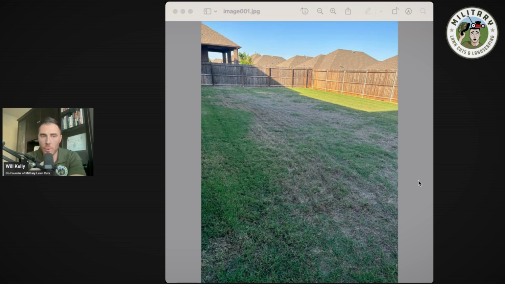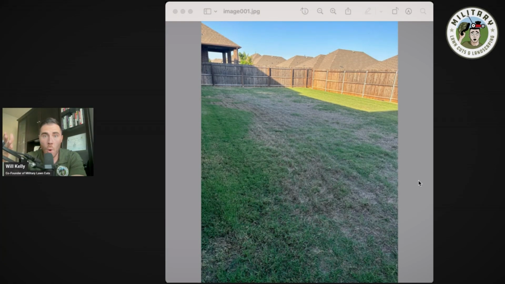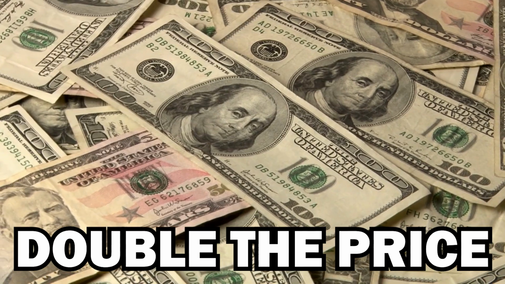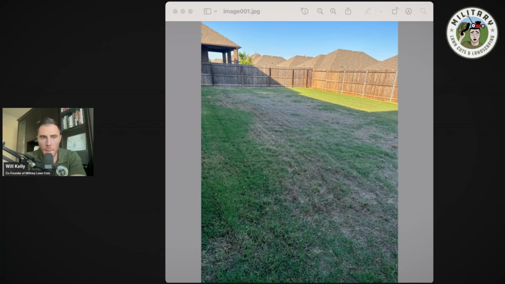Now for our program, this is an upsell because, again, we didn't cause the disease. They did by not watering. So we charge double the price for a regular lawn treatment to do a fungicide. So we'll come out, do the fungicide. Once it gets watered in, it'll eradicate the disease.